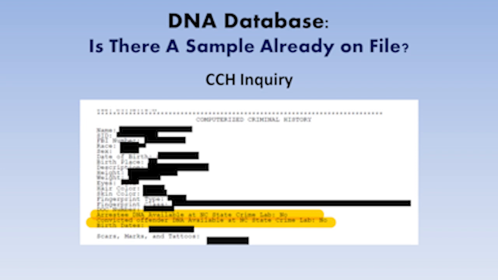Another way to determine if there is DNA on file is to perform a CCH inquiry using Omnixx DCI. In the first section of the computerized criminal history report, underneath the subject's name and other demographic information, are two items. One is arrestee DNA available at NC State Crime Lab, or convicted offender DNA available at NC State Crime Lab. If both responses are no, that means you need to collect a new sample.